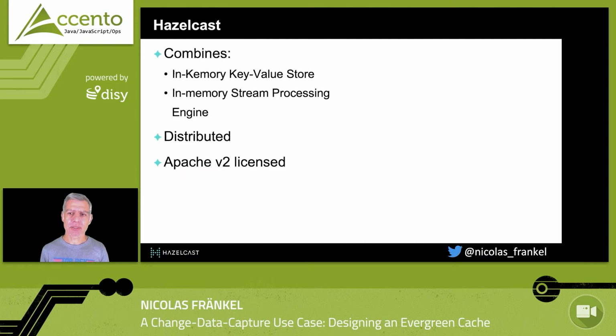Now, I will very quickly introduce Hazelcast. As I mentioned, we have two capabilities. The first is an in-memory key-value store, an in-memory data grid. The second is an in-memory stream processing engine. It's distributed by design, and again, it's licensed under the Apache 2 license.